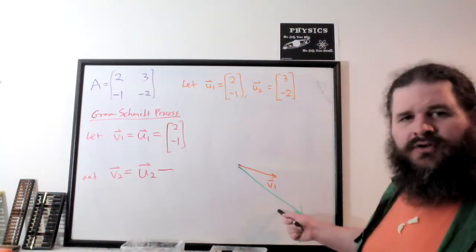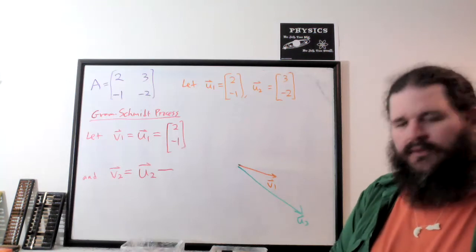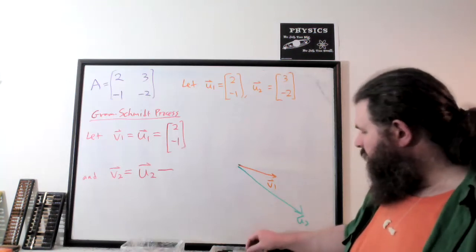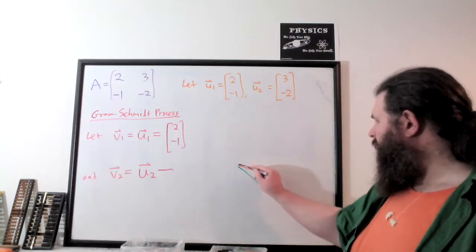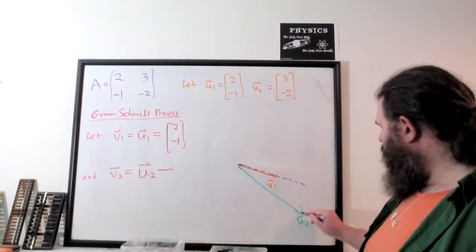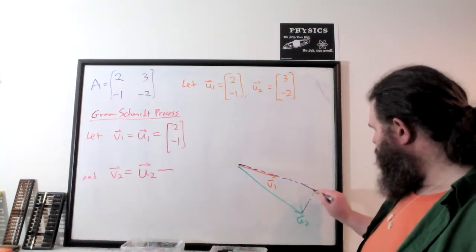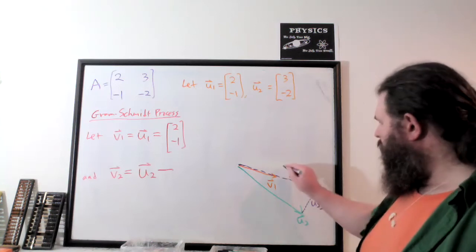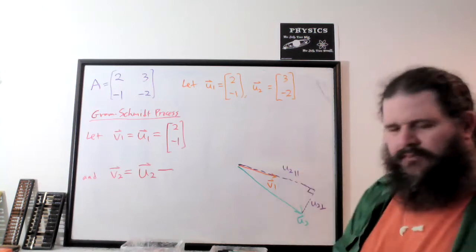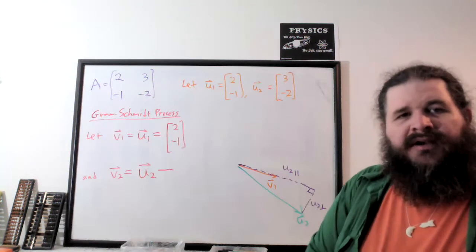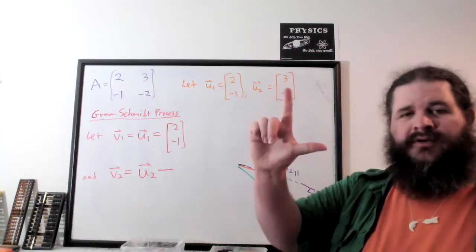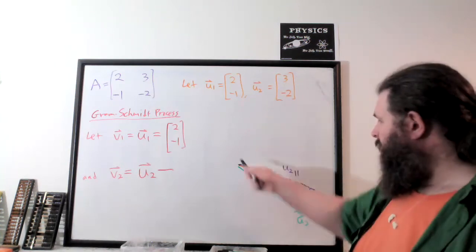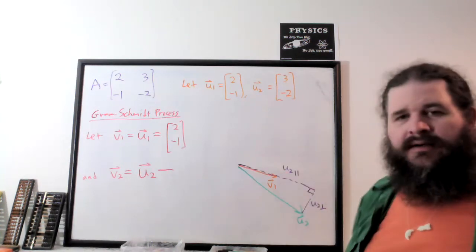The problem is U2 is not perpendicular to V1. So we're going to modify it so it is. Specifically, we're going to take U2 and imagine splitting it up into a parallel component and a perpendicular component, U2 perpendicular and U2 parallel. This is just like splitting a vector into XY components, except instead of using the usual XY axes, we're tilting the axis. So we get a parallel component and a perpendicular component.